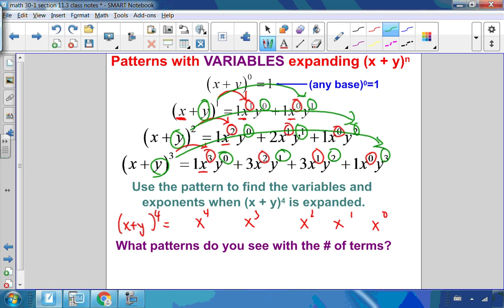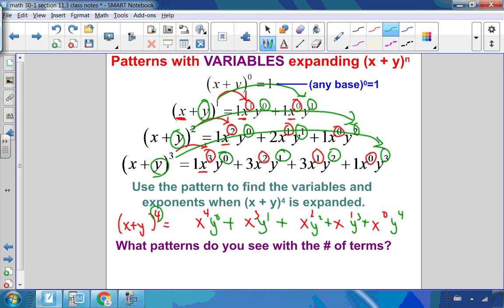So for y, it looks like I start at 0. I increase by 1 until I reach the value of the exponent. So starting at 0, I'm going to go up by 1. And I'm going to go all the way up until I reach my exponent, which is the 4. Okay, and so I'll just put some adding in between there. So right now we're just focused on the variables.